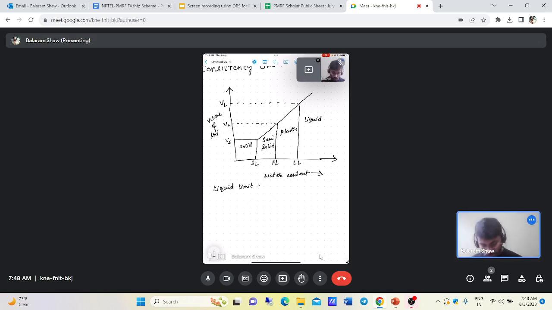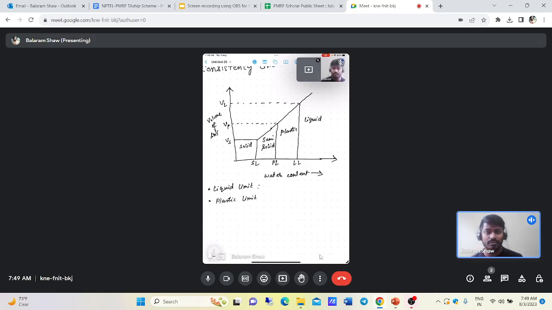So what do we use for this liquid limit? We use the Casagrande apparatus or the one point method or the cone penetration method to know the liquid limit. Okay, next one is what? Next one is the plastic limit. What is plastic limit?